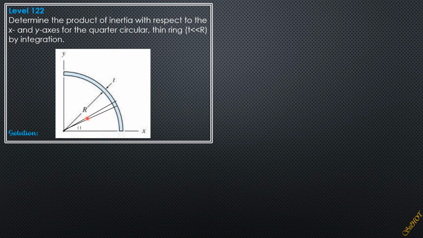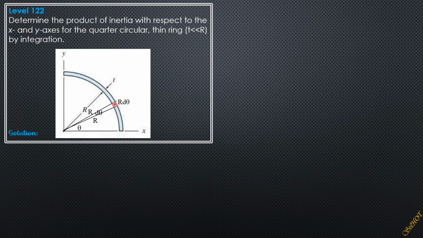So the radius is r, the angle from the positive x-axis counterclockwise is theta. The radius is big R. The angle here is differential theta, therefore the arc length here is r times differential theta. The differential area therefore is r times differential theta, arc length times the thickness of the wire.